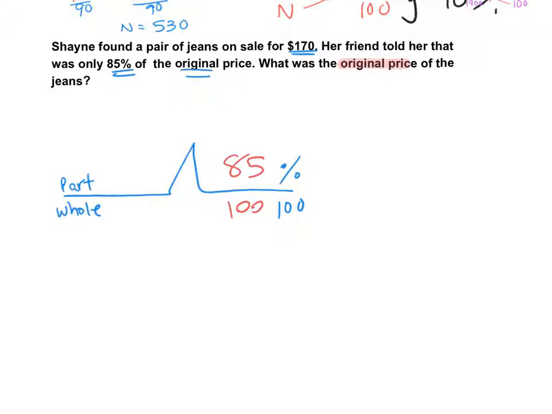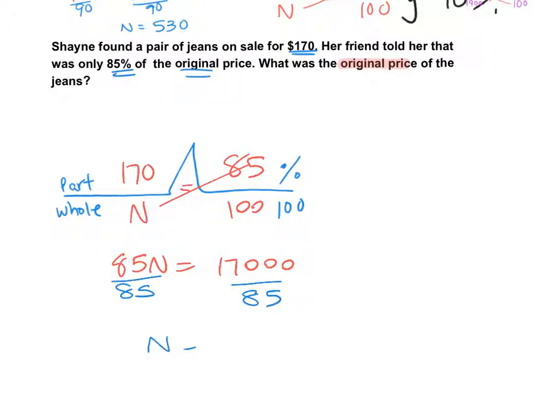85% is the same as 170, which was the part out of the total amount. And then you multiply 85 times n, and that's equal to 170 with 2 zeros, so 17,000. Divide by 85, and you get 200. And it makes sense that the original price was $200, and she only paid 85% of that price, which was $170.